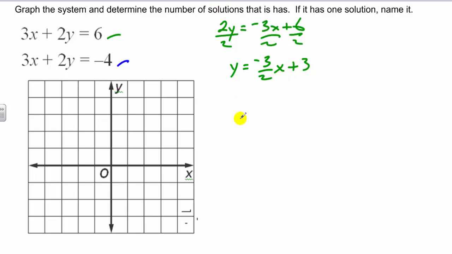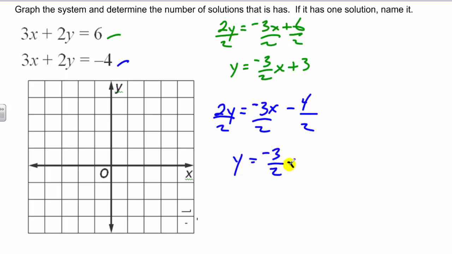Now I'll do the blue. Again, subtract 3x from both sides, which gives me 2y equal to negative 3x minus 4. Divide both sides by 2. And get y equals negative 3 halves x minus 2.